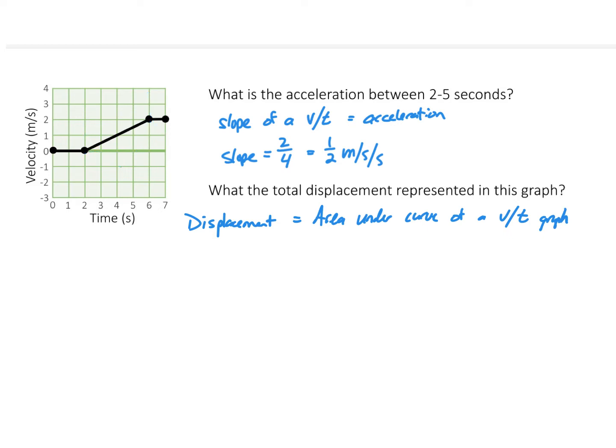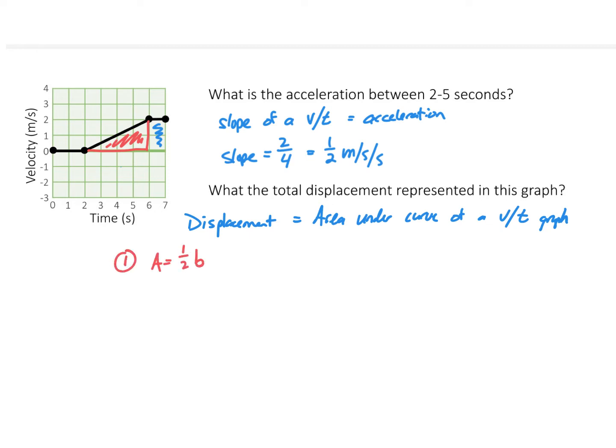I'm going to redraw a few things here to help us. I'm going to split this into two chunks. The first chunk is a triangle, and then I'm going to find the area of the triangle added to the area of the remaining chunk, which is a rectangle. I'm just using simple area formulas here.